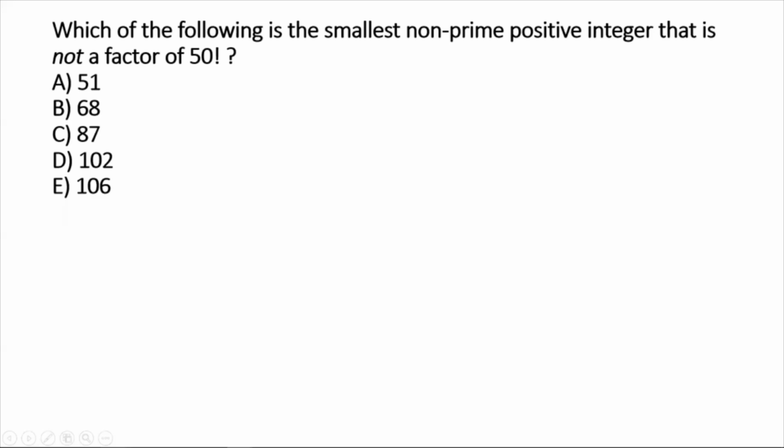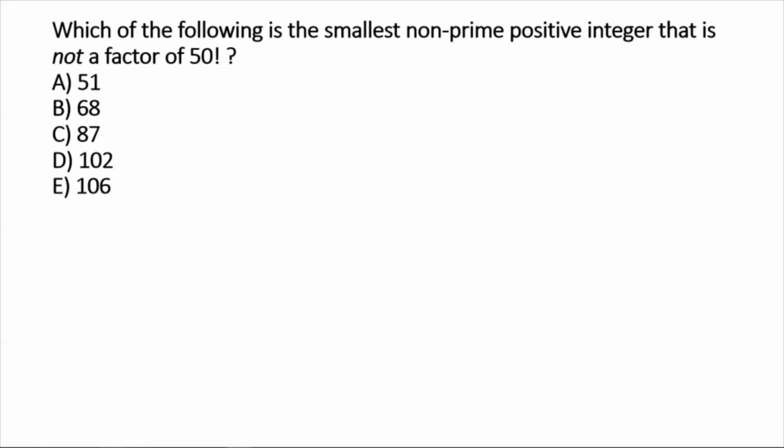This is a trick problem, a variation of which may appear in the GRE or other standardized tests. It is considered one of the hard problems, but if you really break it down, it is not that hard, though it is definitely a little bit tricky. So the problem goes as follows. Which of the following is the smallest non-prime positive integer that is not a factor of factorial 50?